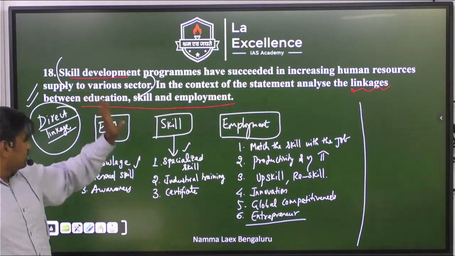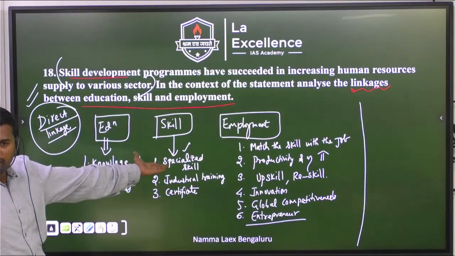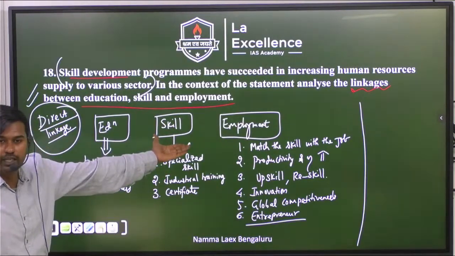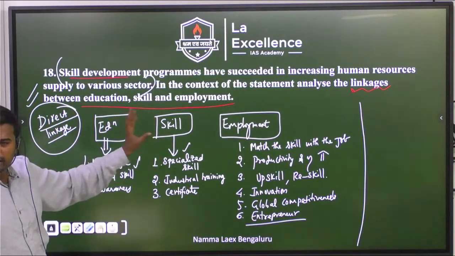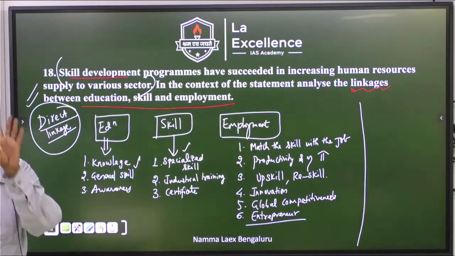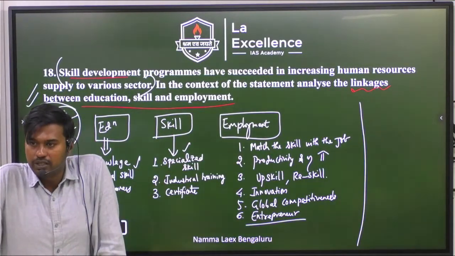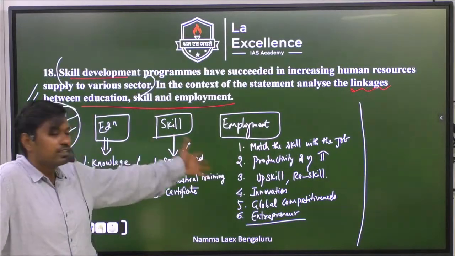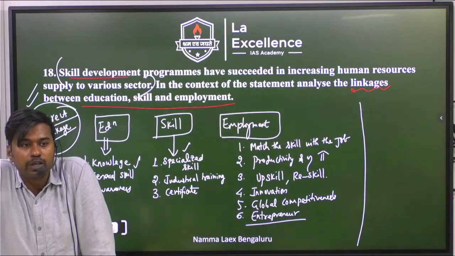Only when the quality of education suffers and the skill we have is unable to match the industry, that is when there is no linkage, or very little linkage, between education, skill and employment. But most of the time there is a direct linkage. Are you getting it? Very easy question, huh? All these points you can generate, you can simply write. It's nothing but brainstorming.